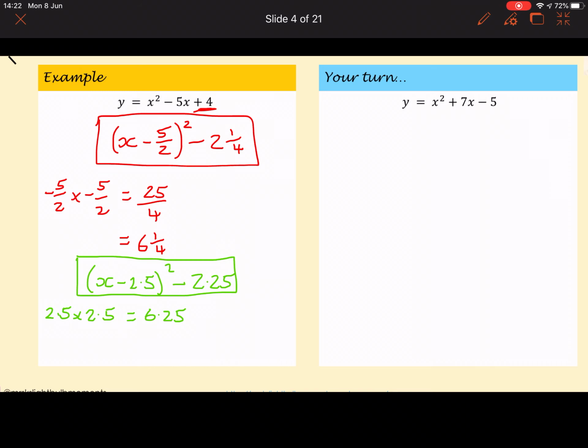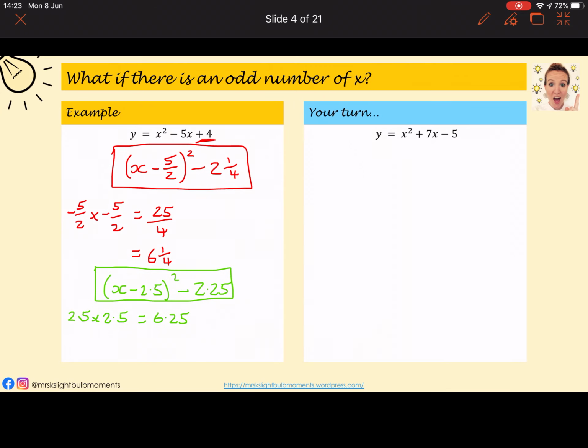Y equals x squared plus 7x minus 5. Can you write that in completed square form?